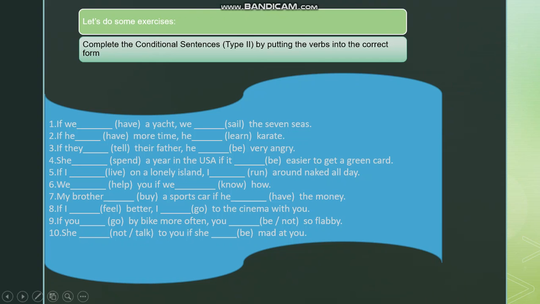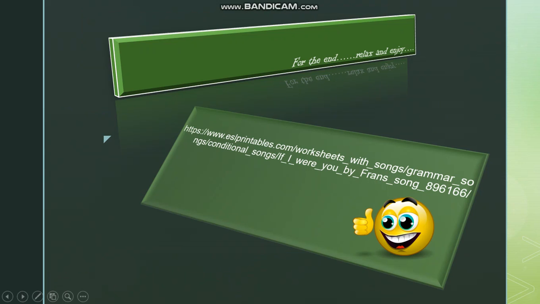And of course, this is, as you can see, an exercise. So this is for you. You will find this, I already told you, at your school site, and you will have to do it in order to practice. For the end, you also have something like a worksheet with a song, the song "If I Were You", which you have to download and write down the things that they are asking from you.